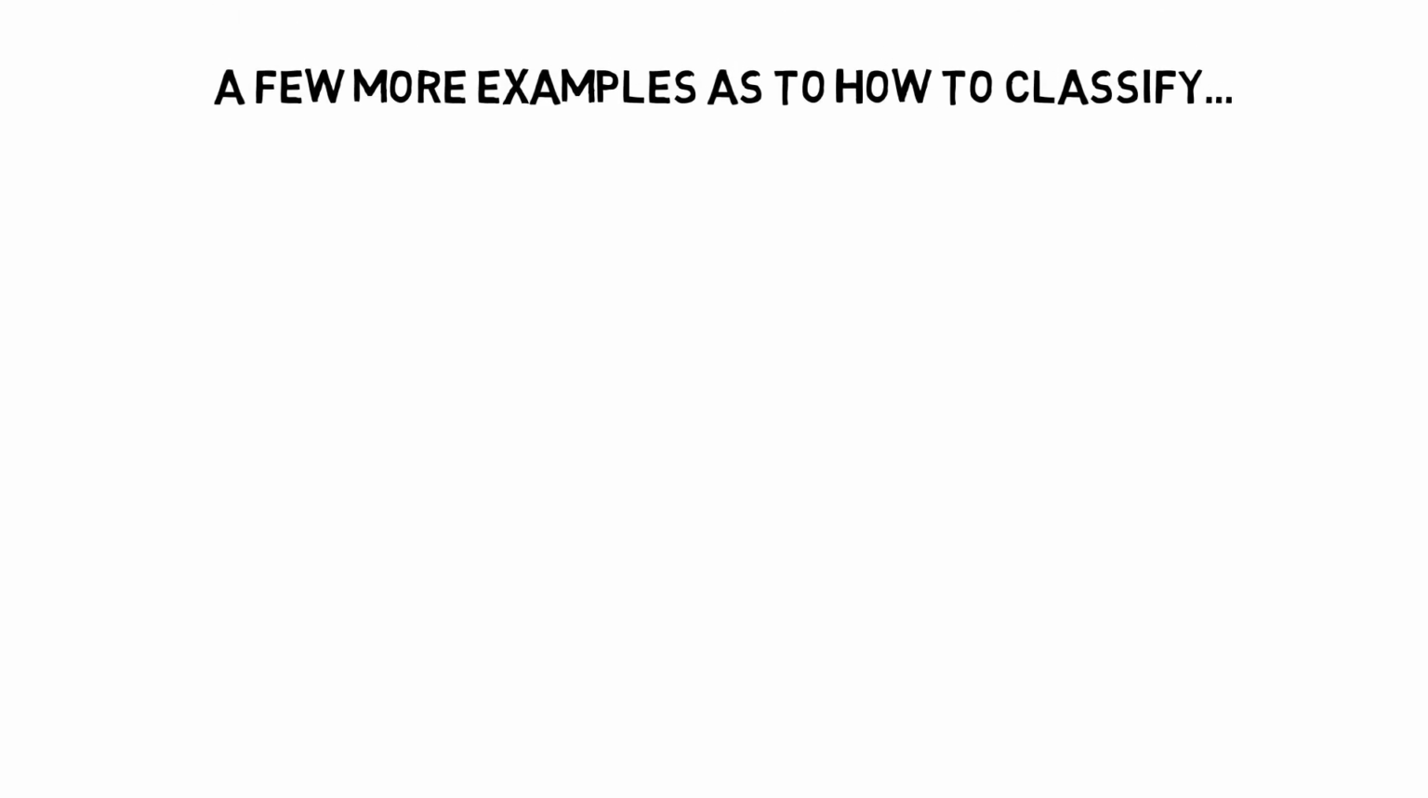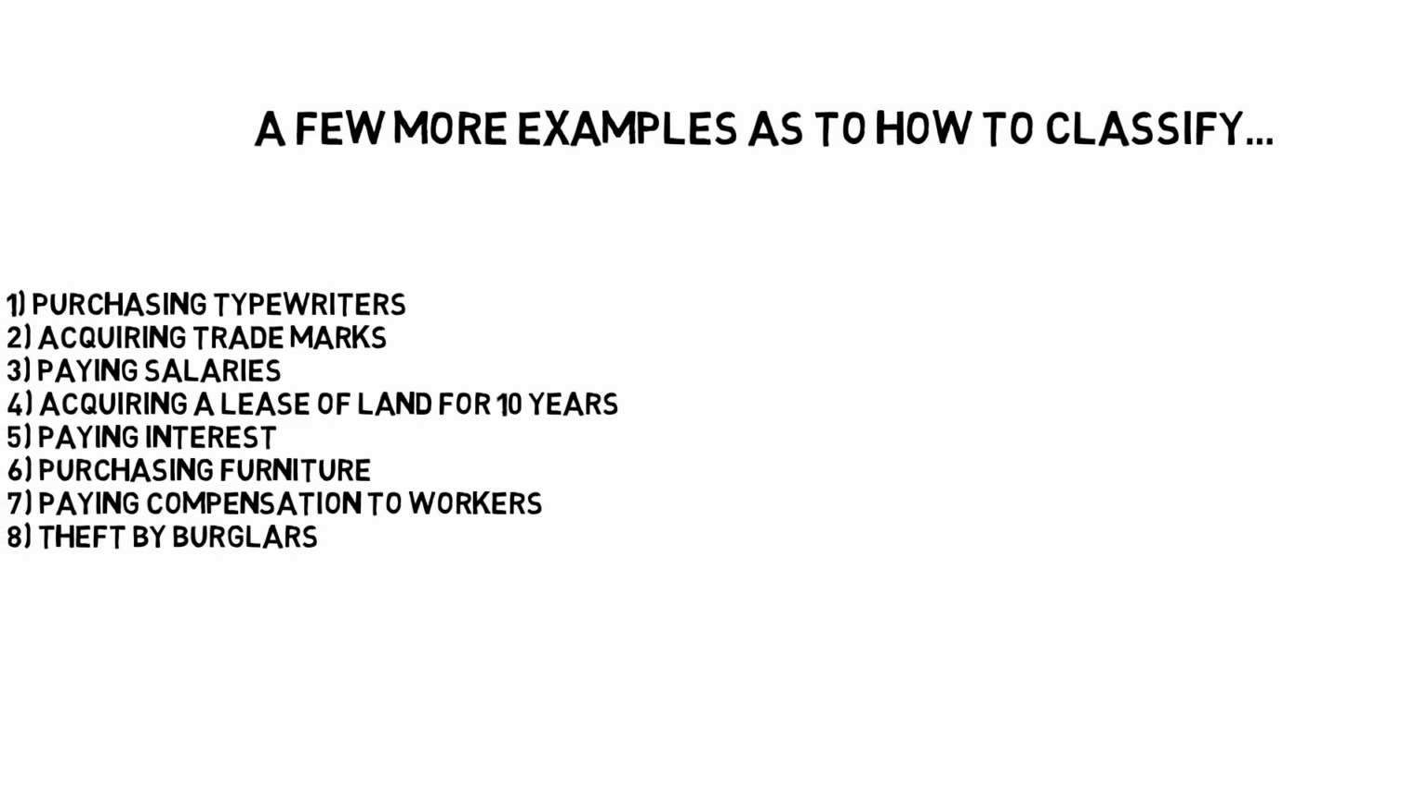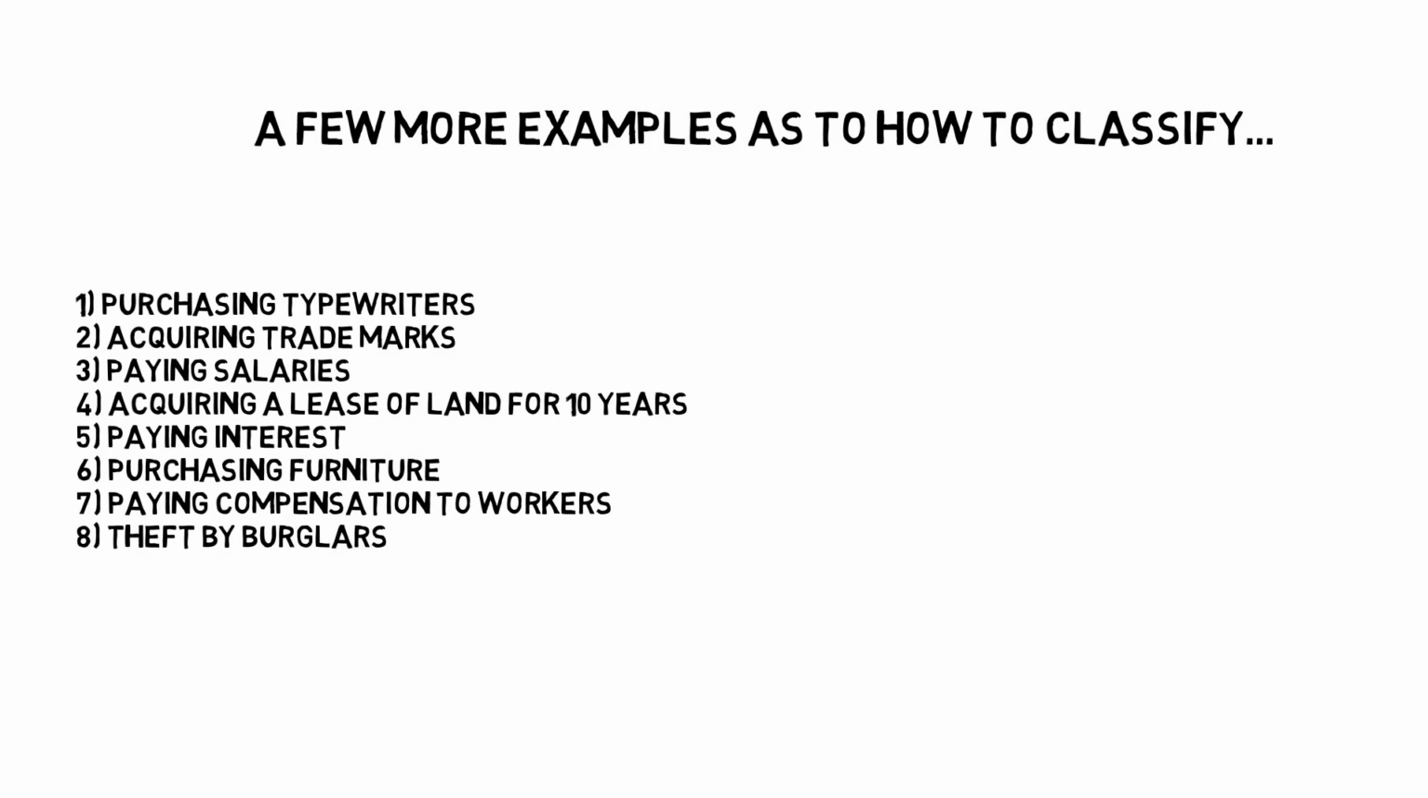To continue with, let us understand a few more examples as to how to classify an account. So you have 8 items which are mentioned here, which are purchasing typewriters, acquiring trademarks, paying salaries, acquiring a lease of land for 10 years, paying interest, purchasing furniture, paying compensation to workers, and theft by burglars.